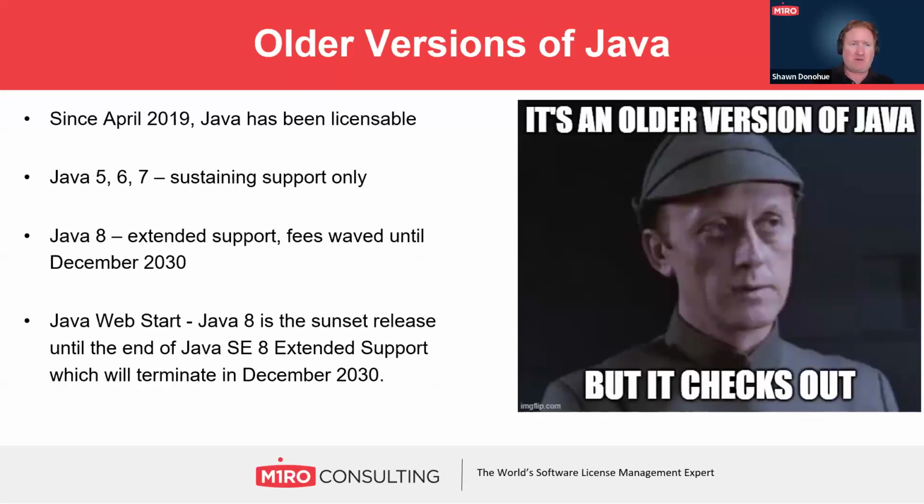So like I said, since April 2019, Java has been licensed. Now we're going to talk about which versions are and are not licensable. I want to address a few of the early old Java versions. I don't have it on here, but technically people still have Java 4, I've been told. But Java 5, 6, and 7 still exist out there in the wild. They have been on sustaining support for a long time. Nobody's building anything new with it. But you might still have it. And those are licensable depending on the update version.